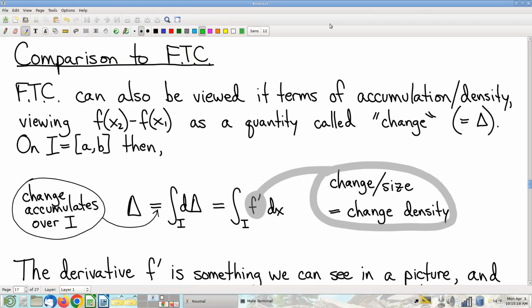Okay, so there's a bunch of stuff that we've said about Green's theorem.